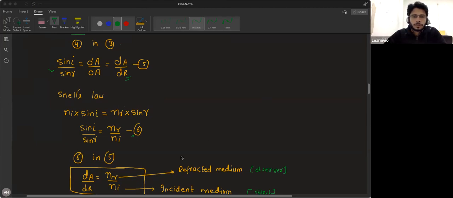Arpit, Akshay, is it clear up to this equation? Yes, sir. Anshika, Noah, any doubt? Meher, any issue in calculation? No, sir.